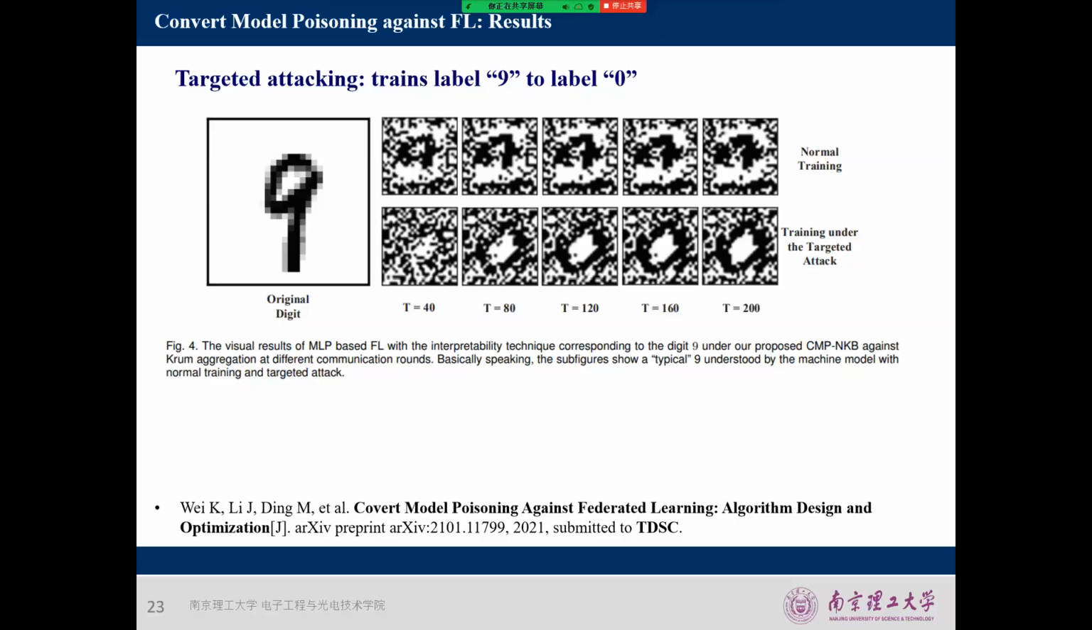But if we use attacking goals that we want to change, we want to let the classifier know that 0 should be 9, in a wrong direction. We can do the training, and we can find that at t equal to 200 the classifier will know that this figure is wrong, and not right. It thinks that this figure should belong to 9, but we know that this figure should belong to 0. So this is our work about how we design an attacking method in federated learning.